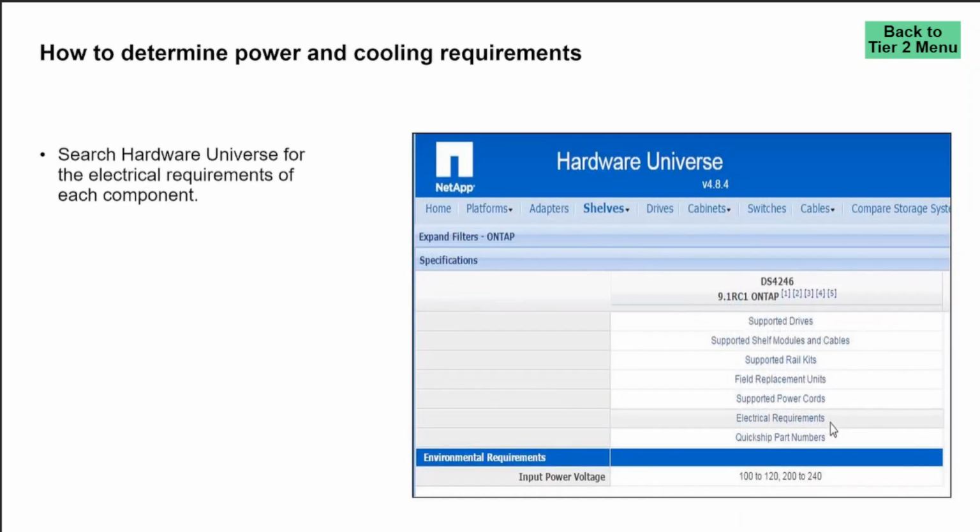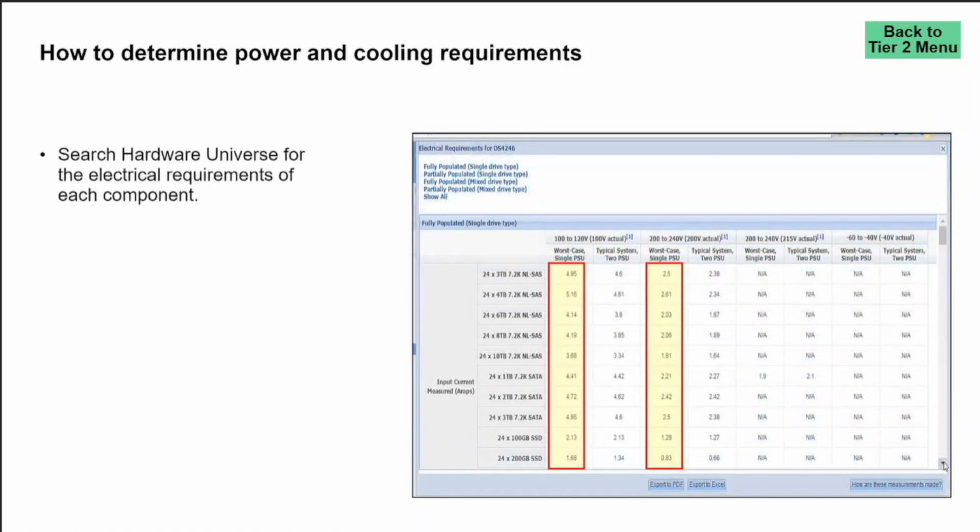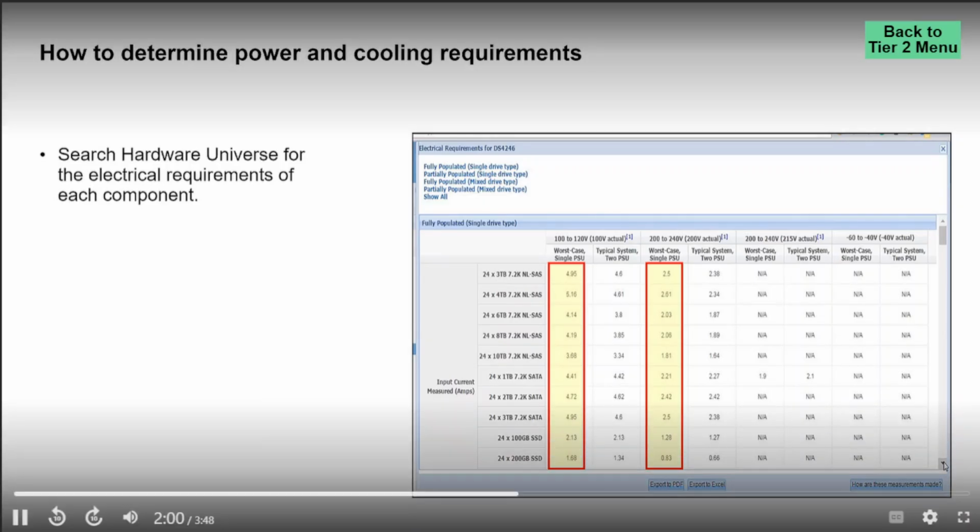Power requirements are listed under electrical requirements. The requirements for storage controllers and switches vary based on the input voltage. Shelves are more complicated because the type and capacity of the drives affect the electrical requirements of the shelves. Ask the customer if they use 110 volts or 220 volts, and then use those values. Because most power distribution units or PDUs provide 15 amps, keep the total power requirement of each cabinet under 15 amps to prevent tripping a circuit breaker.